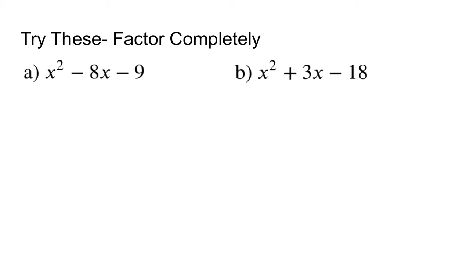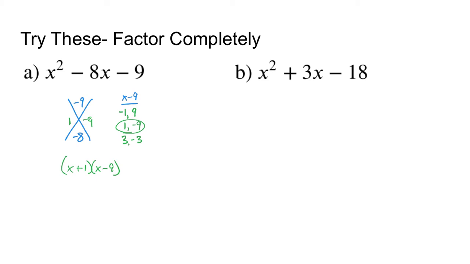All right, so here's the first 2. Let's start with A, x squared minus 8x minus 9. First I'm going to set up my x. Next, I'm going to create a list of all the numbers that multiply together to give me negative 9. Then I'll figure out the pair of numbers that adds together to give me negative 8. That would be 1 and negative 9.